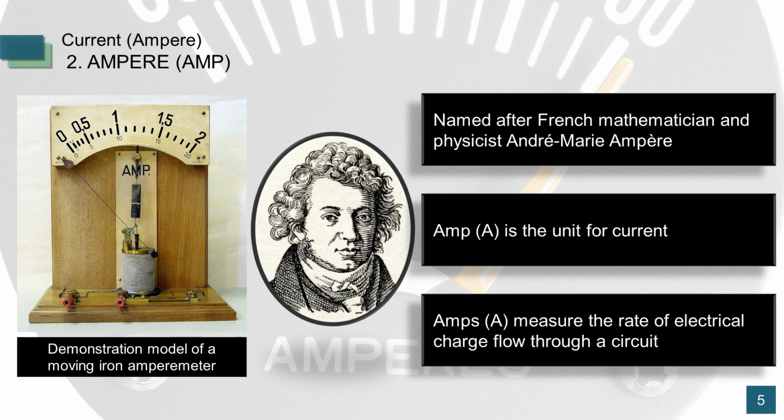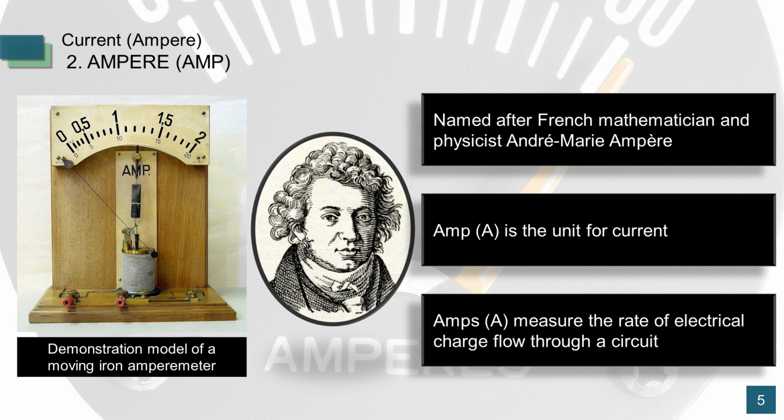Ampere is named after French mathematician and physicist André-Marie Ampère, 1775 to 1836. He is considered the father of electromagnetism along with Danish physicist Hans Christian Ørsted. The Ampere image is a demonstration model of a moving iron amperemeter. As the current through the coil increases, the plunger is drawn further into the coil, and the pointer deflects to the right.